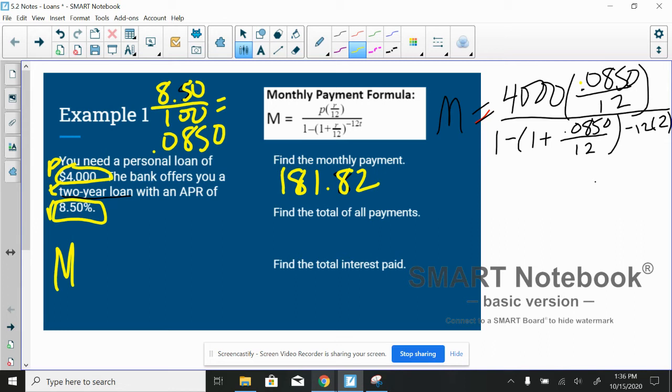Find the total of all payments. You guys, this is pretty basic. Finding the total of all payments, and I'm going to do the work over here on the side, and then I'll put the answer underneath there. You're going to take the monthly payment amount, in this case, 181.82. You are going to multiply that by 12, and you are multiplying that by the year value. This was a 2-year loan.